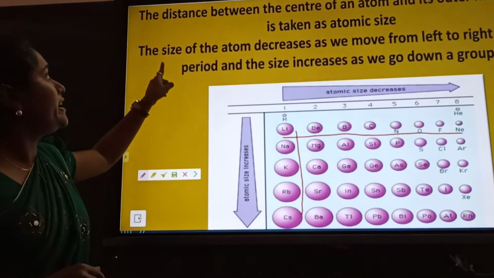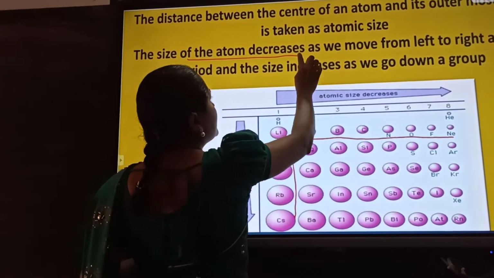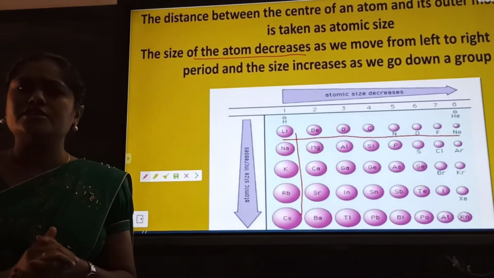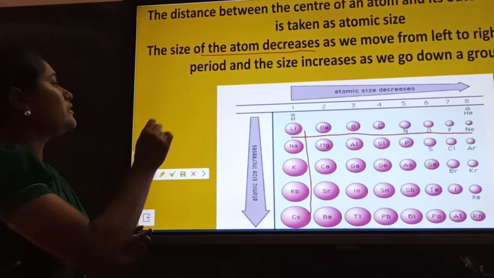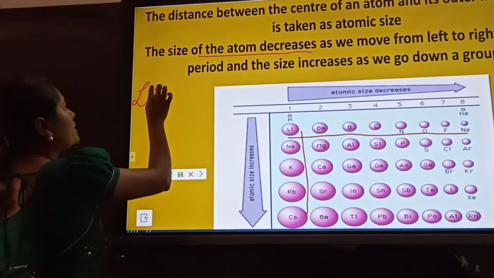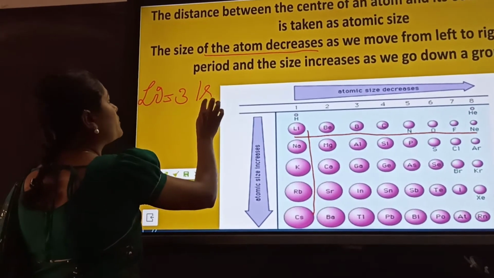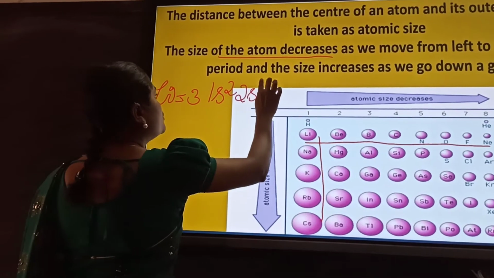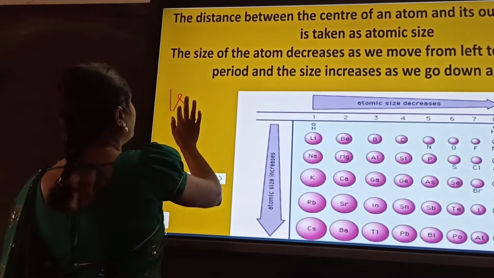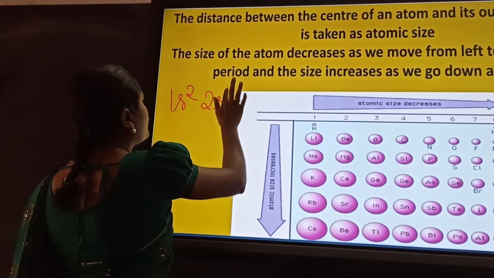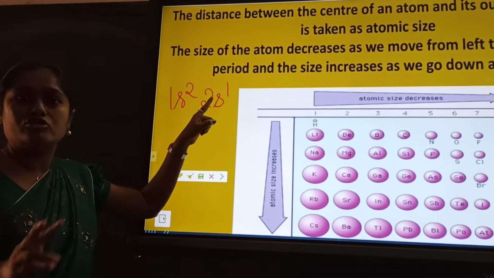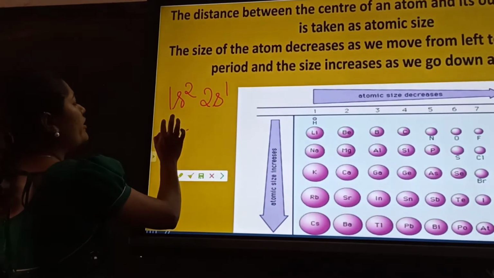The first one: the atomic size of an atom decreases as we move from left to right along the period. Let us see how it decreases, taking lithium as an example. Lithium's atomic number is 3, so I write 1s2 and 2s1. So in the outermost shell you have only 1 electron. And if I take beryllium, what happens?